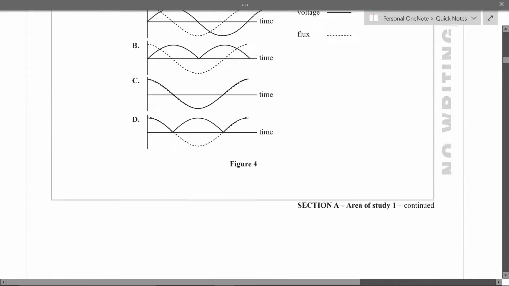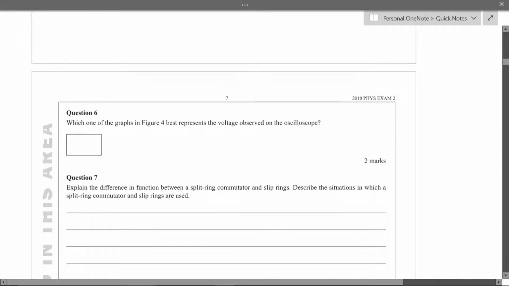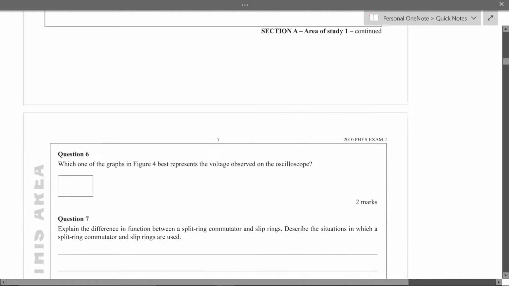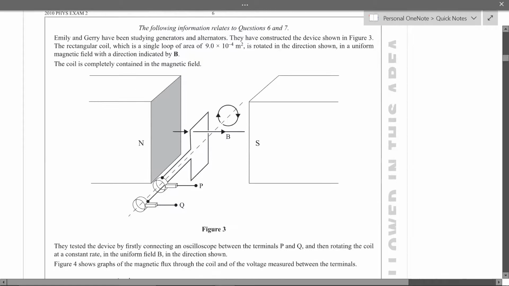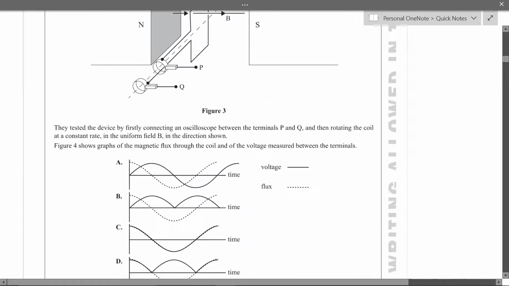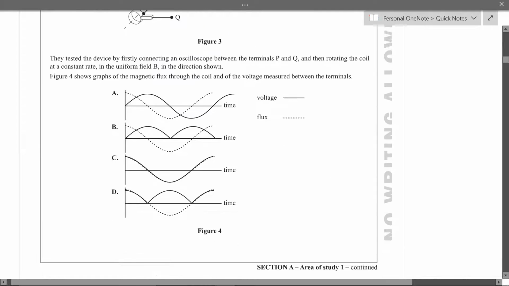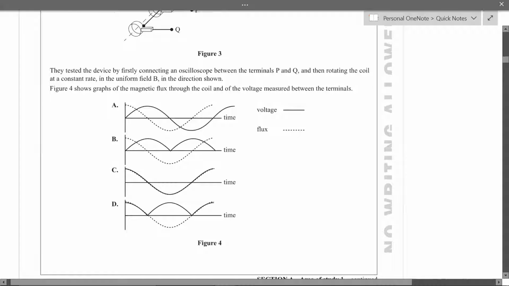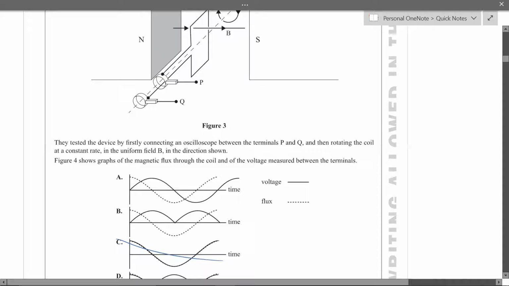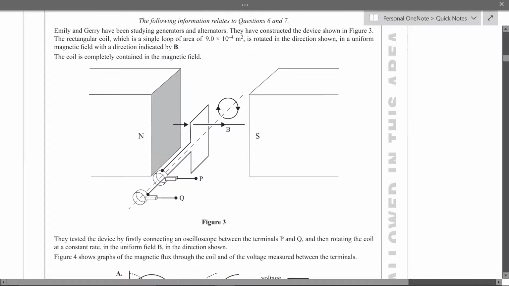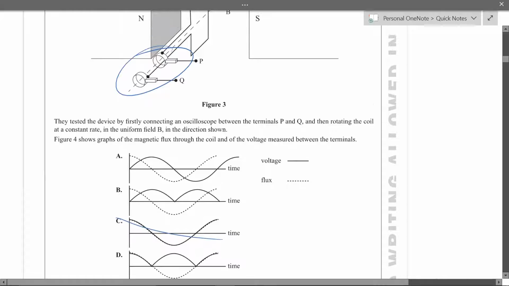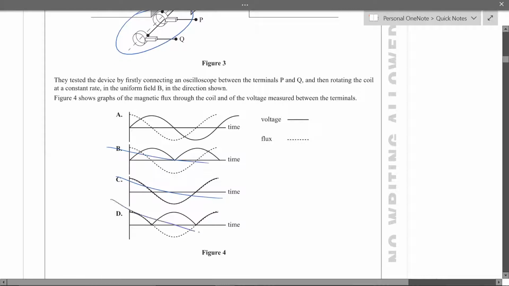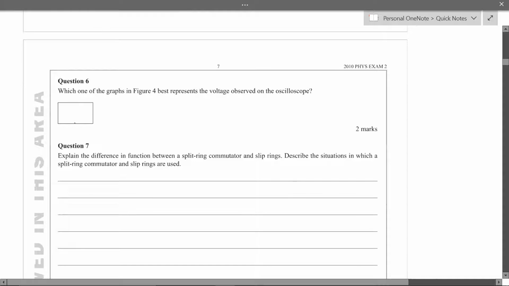Question 6. Which one best describes the voltage on the, I don't know how to say that, but if you look at it, it's generators and alternators. The first thing we check is, you could just look at the general graphs and you know it's not going to be C, because it really wouldn't be the same. And you can see there's slip rings, so the output is going to be AC, so it's not B or C, so the only answer is A.